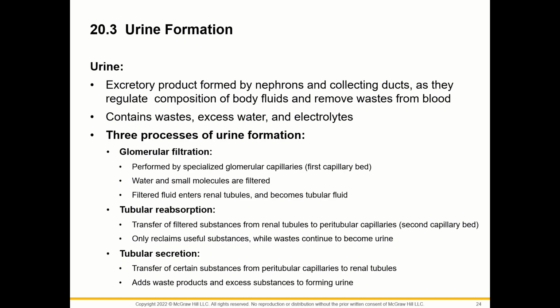Let's talk about urine. Urine is the excretory product formed by nephrons and collecting ducts, as they regulate the composition of body fluids and remove waste from the blood. Urine contains wastes, excess water, and electrolytes. There are 3 processes of urine formation: glomerular filtration, tubular reabsorption, and tubular secretion.